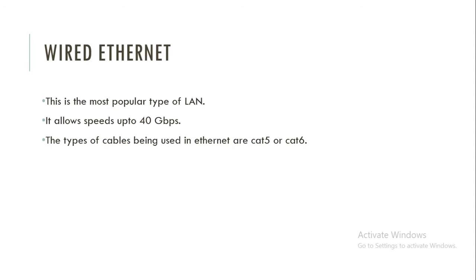So we have the most popular type of technology used in LAN, which is Ethernet. It allows speeds up to 40 gigabits per second. That's the transfer rate of the data. The cables being used in Ethernet are Cat 5 or Cat 6. And basically, the cables are called Ethernet cables.